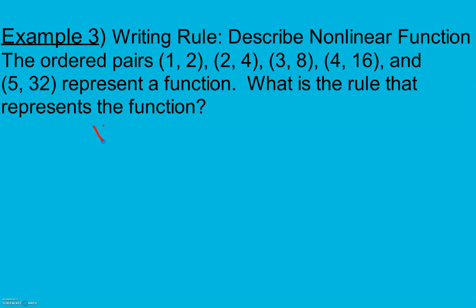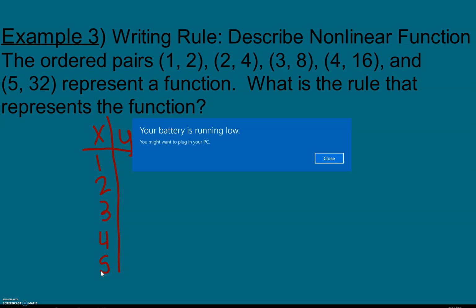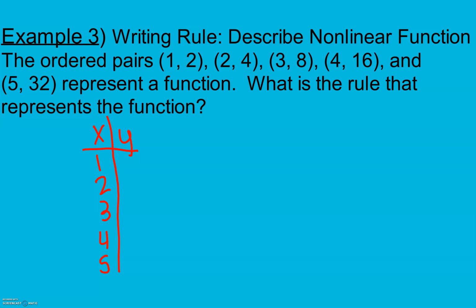So the first thing I'm going to do is write these as an input-output table. X's are my inputs, and my outputs for each are 2, 4, 8, 16, and 32. Now, I'm going to see if I can figure out some kind of a pattern, how we get from one to another.